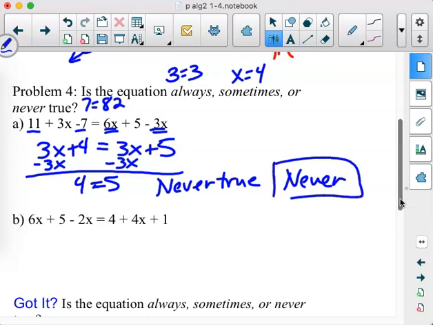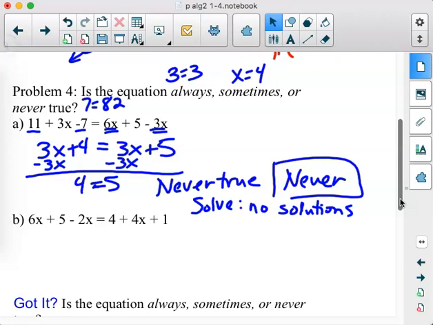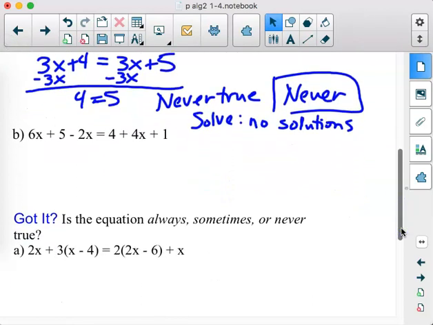Our answer makes no sense. So this would be a never true. If they said solve instead of the directions that we have here, we would have to say this has no solutions. It doesn't ever work because when the x's are gone, it's a nonsensical statement. 4 does not equal 5. In fact, let me put the not equal to symbol right there.